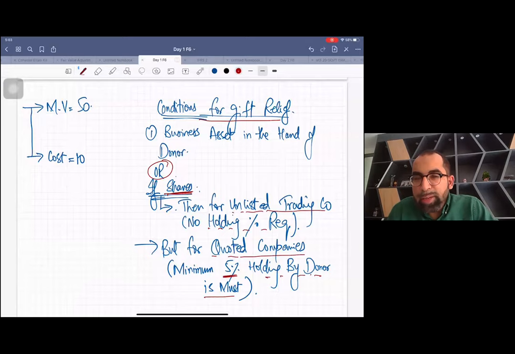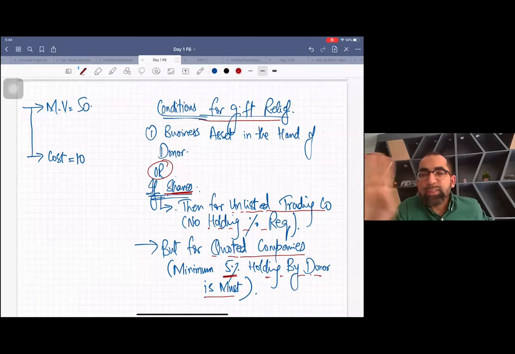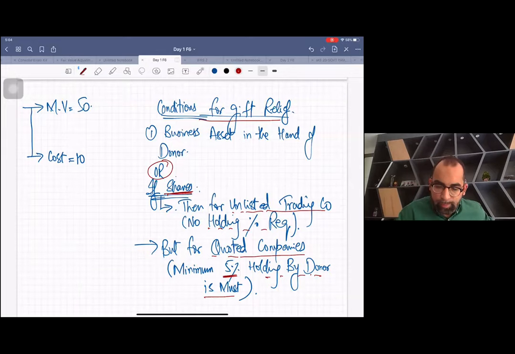And you know, there are many questions in your exam kit and past papers in which dad is transferring shares to son, but the holding percentage is only 1% or 2%. So you have to write that no gift relief is available. Okay. So for quoted companies, open your eyes. For gift relief on quoted companies, you must check the holding percentage. But for unquoted or unlisted companies' shares, you don't need to check any holding percentage. Okay. Right.